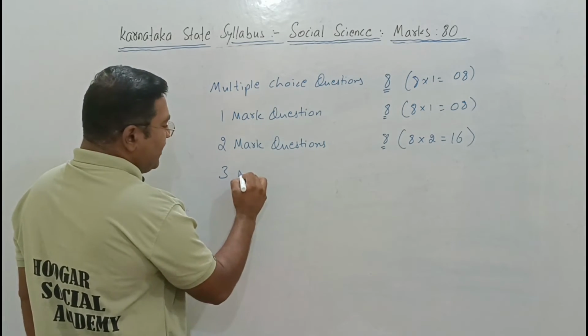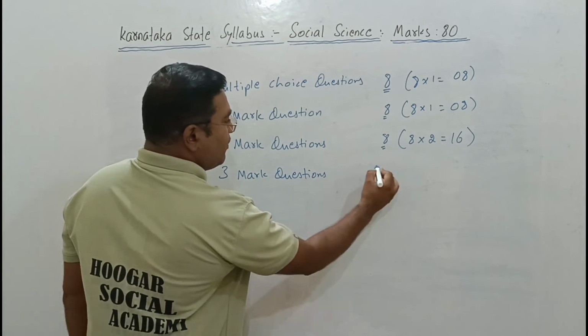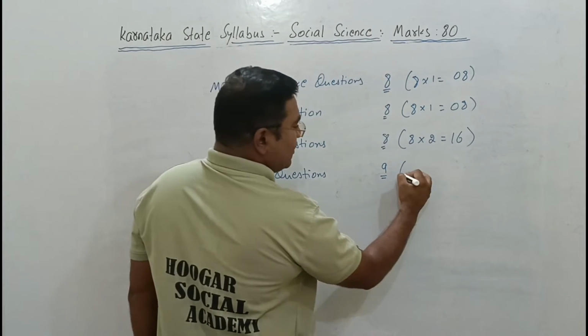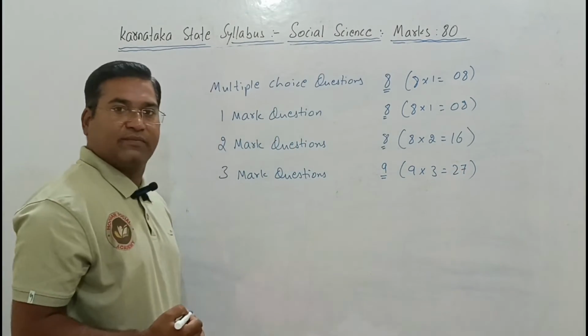Then our next question will be of 3 mark questions. How many? 3 marks questions. How many? 9 questions will be asked. Okay, 9 into 3 is equal to 27.